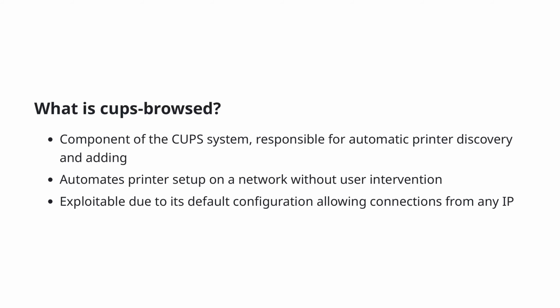Now, let's talk about cups-browsed. cups-browsed is a component of the CUPS system, and it's responsible for the automatic discovery and addition of printers on your network. This tool makes printer setup seamless and unattended, meaning users can set up printers without manual configuration. However, due to its default settings, cups-browsed can be exploited. By allowing connections from any IP, it opens up a vector for potential security risks.